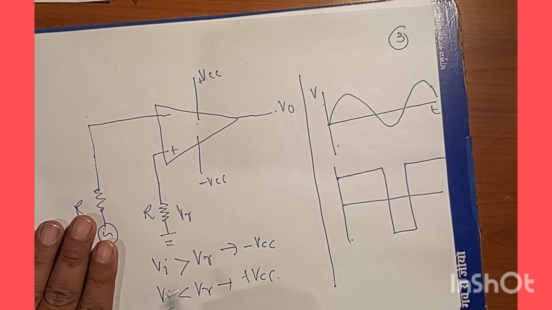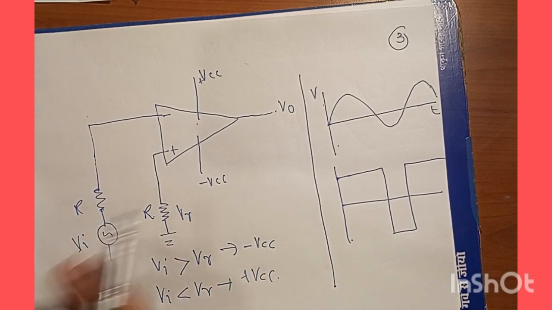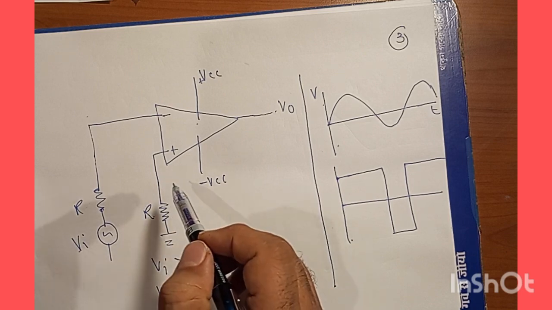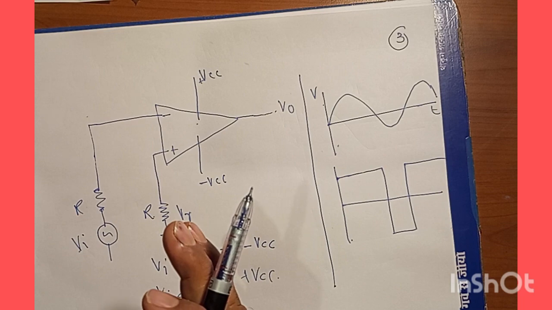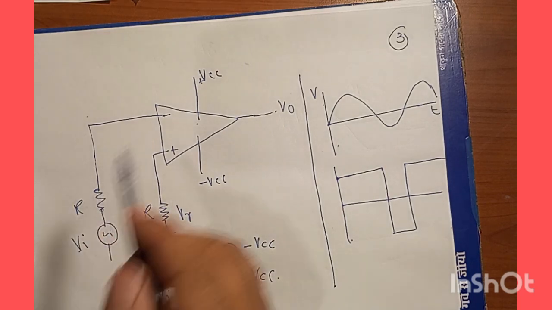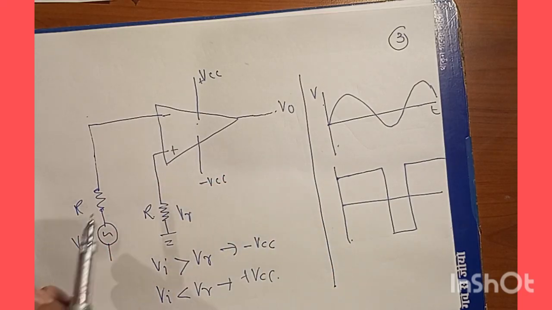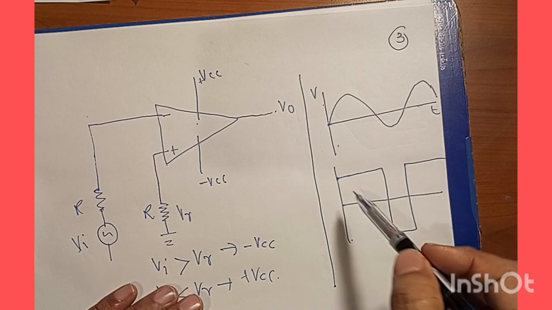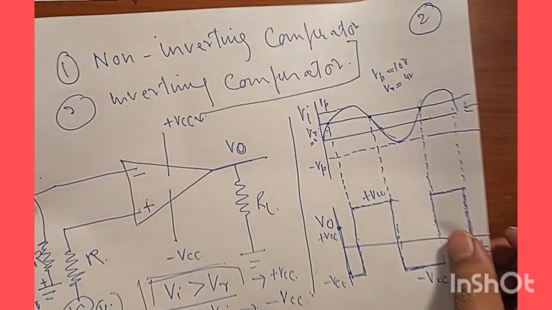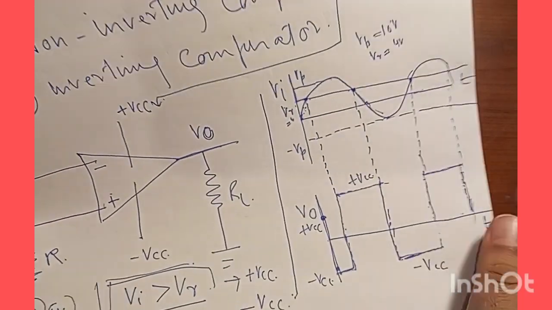So the output behavior, for simply exchanging VI and VR and making the non-inverting terminal of the operational amplifier the reference terminal, and the inverting terminal of the operational amplifier the input signal, in this case the output behavior that we will see will be opposite to what we achieved for the previous case.